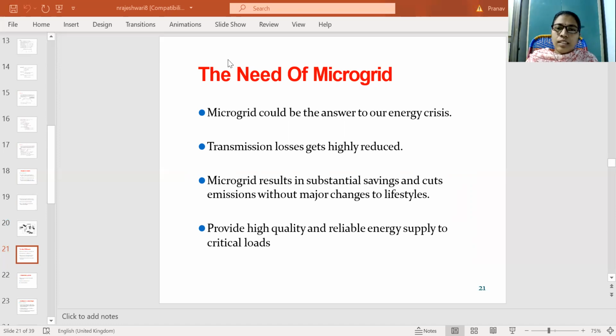Transmission losses get highly reduced because of the small grid. Transmission losses are also highly reduced because these are located near the consumer centers. So there is no problem of transmission losses. Microgrid results in substantial savings in power emissions without major changes to lifestyles, and it provides high quality and reliable energy supply to the critical loads. So these are the main operations needed from the microgrid.